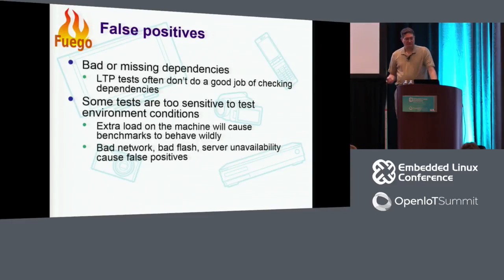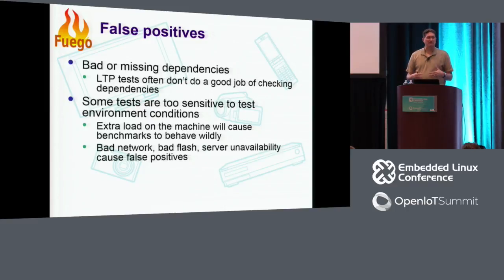In terms of false positives, a lot of tests have bad or missing dependencies. So the LTP tests often don't do a good job of checking for dependencies, for example. Some of them do, but a lot of tests just kind of fail, and you don't know why. I spent like a week chasing this bug that was known to not work on a particular kernel version, and wasn't documented anywhere. And it didn't check the kernel version. And so you can get these failures that come out of nowhere, and you have to basically figure them out yourself.